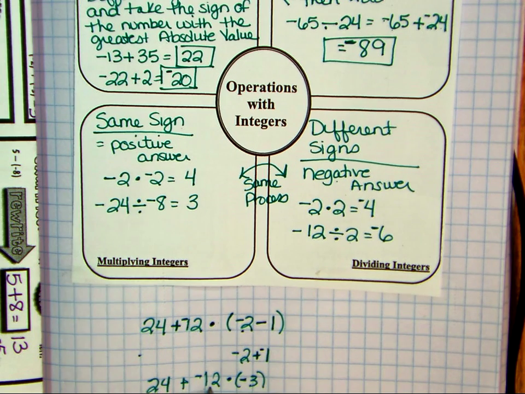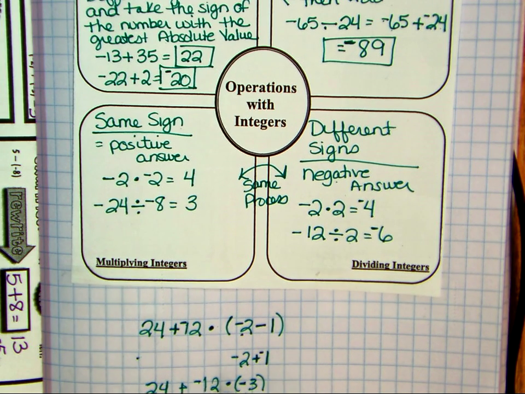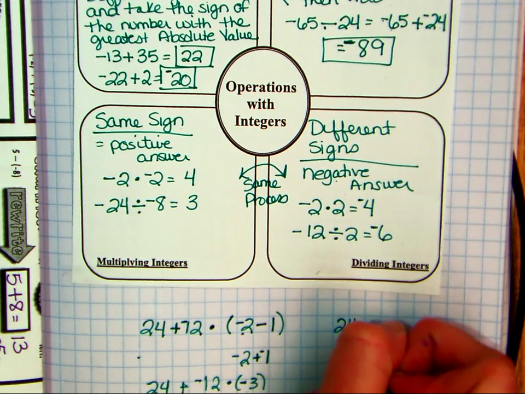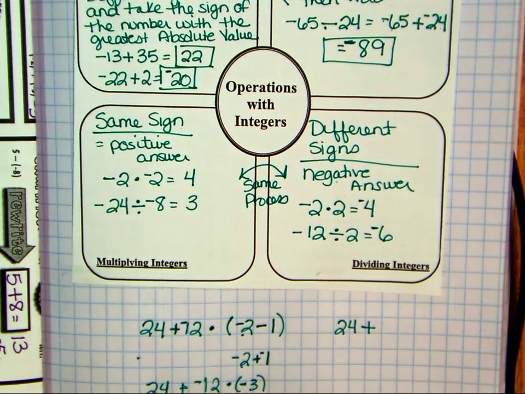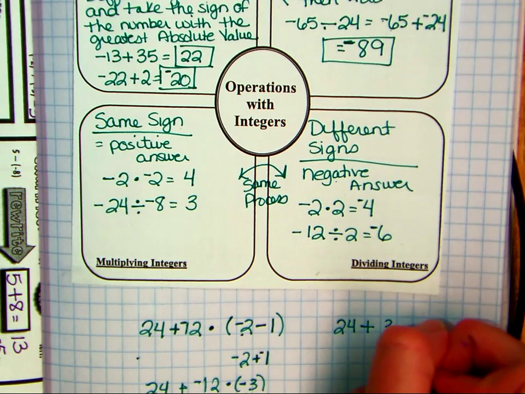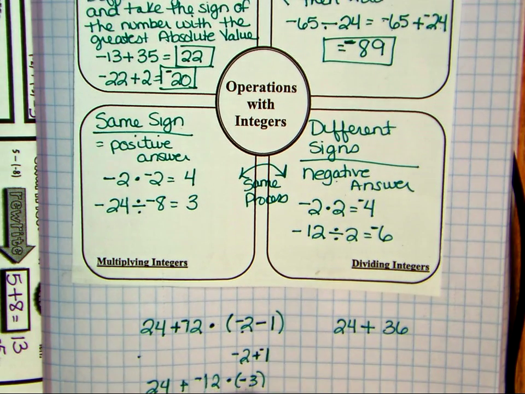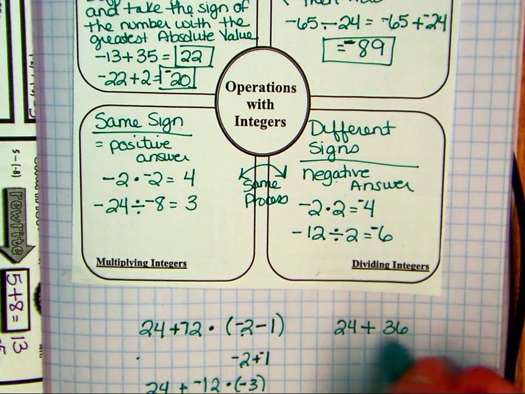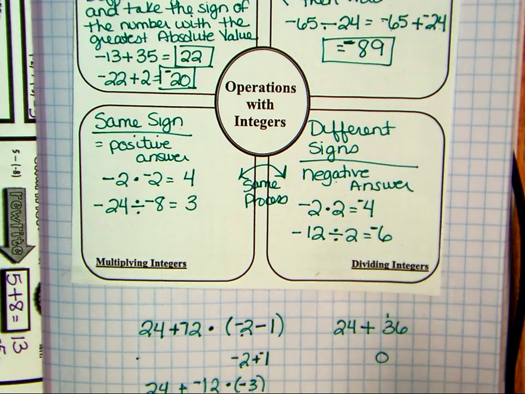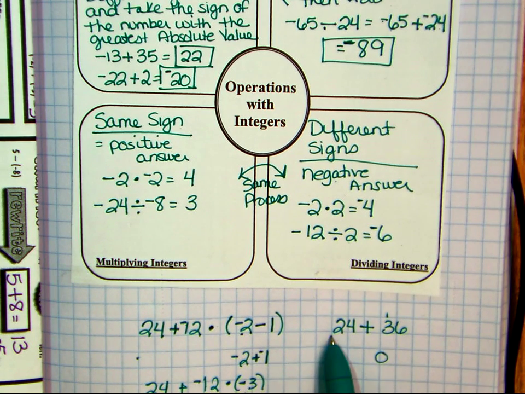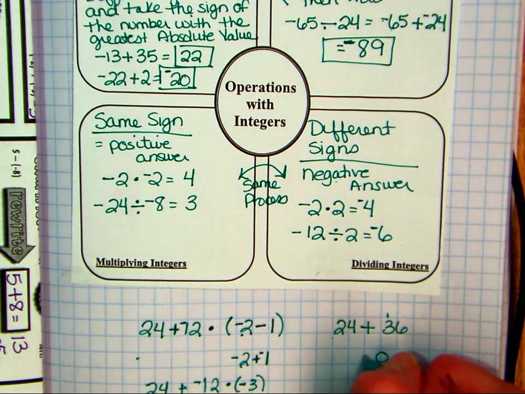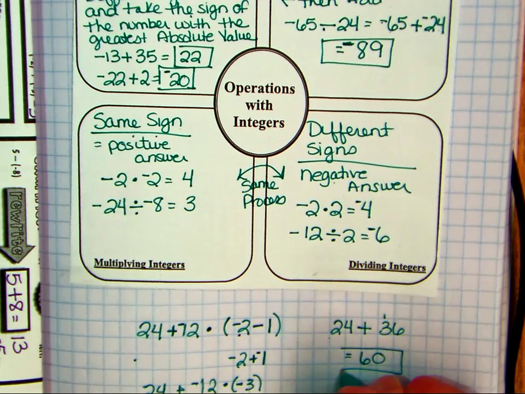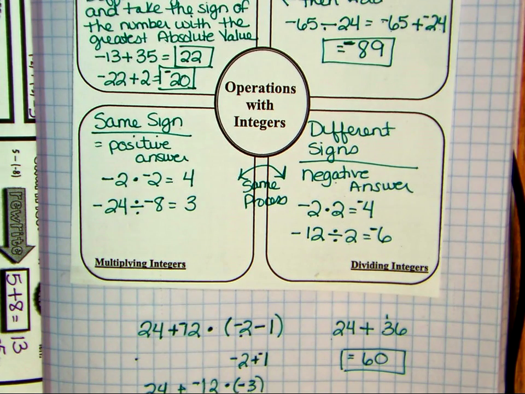Well, I know that 12 times 3 is 36. And this is a negative, and this is a negative. So now I have 24 plus positive 36, because a negative times a negative is a positive. So now I have this problem. I just have to add 36 plus 24. Well, 6 plus 4 is 10. Carry my 1. 3 plus 2 plus 1 is 6. My answer would be 60.